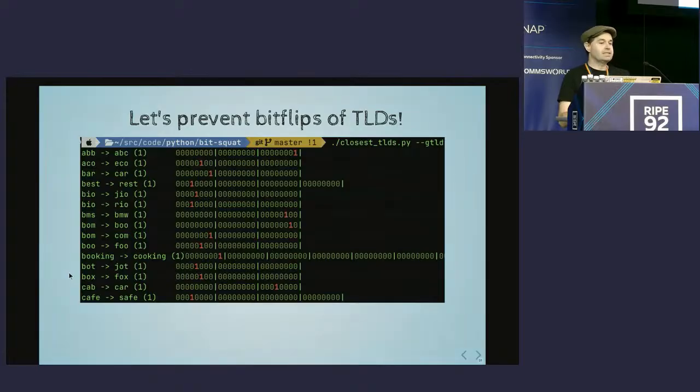Here are all single bit flips of existing TLDs to other existing TLDs, where it's a single bit flip from one to the other. There are about 60 of them that are one bit flip away. One of them stood out: if a bit flips in .com, you end up at .bomb. So there's another big well-known TLD, single bit flip, people end up in the wrong place. I don't know what we do about that.